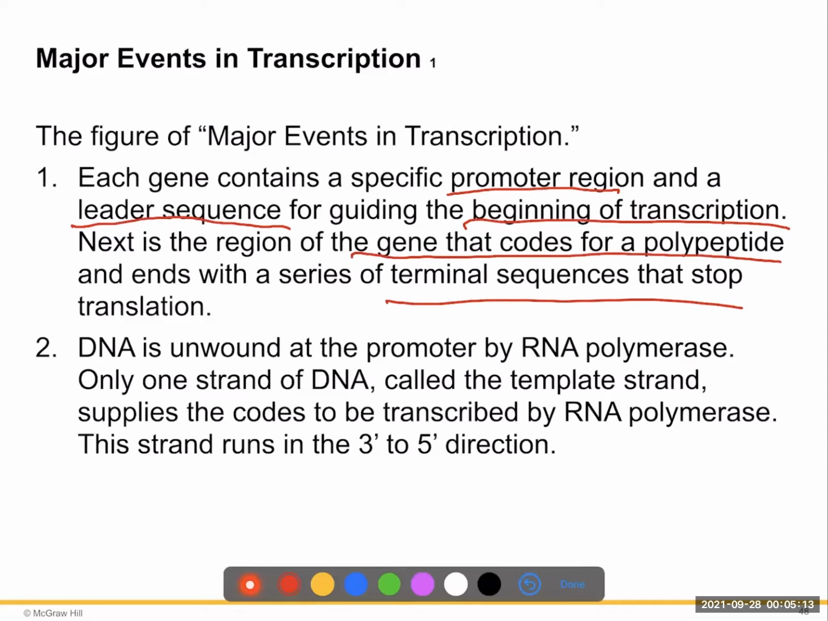Okay, the DNA is unwound. Remember, it unzips itself at the promoter by RNA polymerase. That's what gets it started. It opens it up, gets your DNA fork opened up. So only one strand of DNA, called a template strand, supplies the codes that are transcribed by RNA. So RNA is only going to bind to one side that opened up. It's not both sides of this one. And the strand it binds to runs in a 3 to 5 direction.